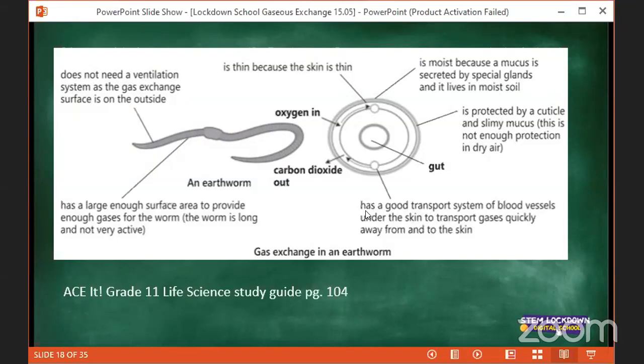And the last point here is that it has a good transport system of blood vessels under the skin to transport gases quickly away from and to the skin.